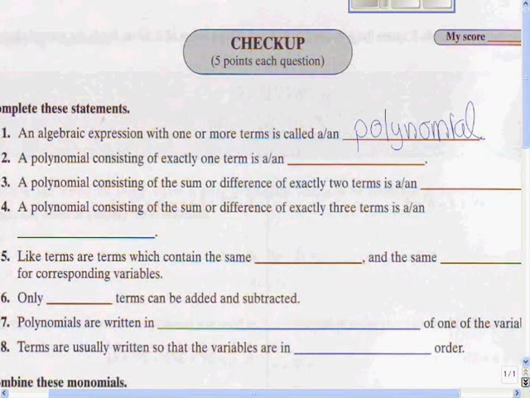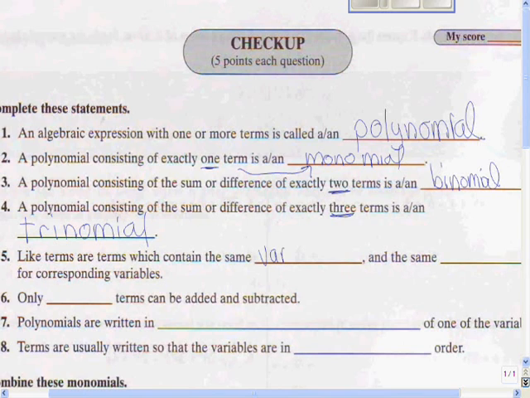It says a polynomial consisting of exactly one term is, well, a monomial. One mono, okay? A polynomial consisting of the sum or difference of exactly two terms is, you should know this, binomial. And a polynomial consisting of the sum or difference of exactly three terms, you should know this, should be called a trinomial.